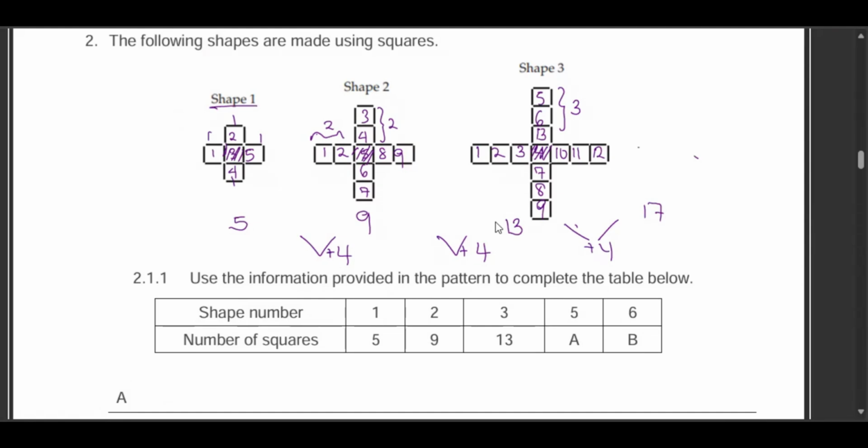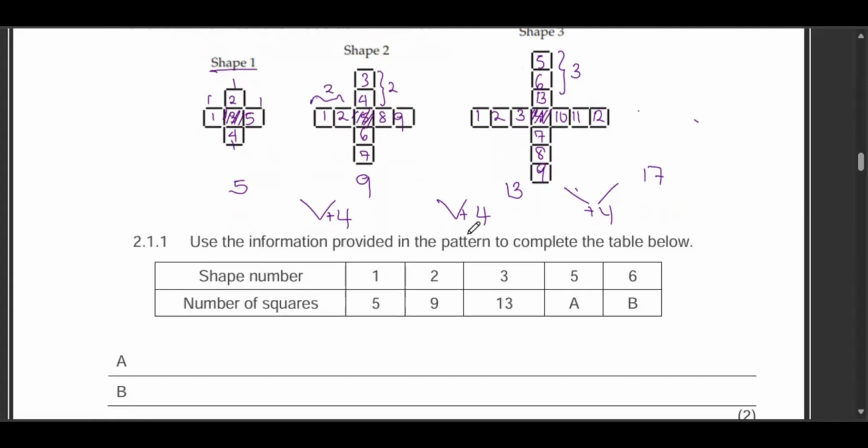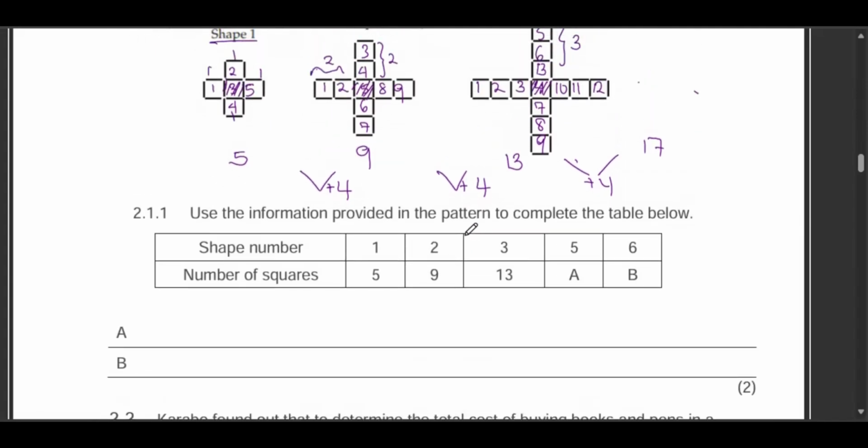So when you look at it, something comes to your head and you ask yourself, what can I do here? What do I see? How is the pattern going on? Lucky enough, they're already giving us a table. They say use the information provided in the pattern to complete the table below, meaning the missing values are A and B. How did they get their answer?